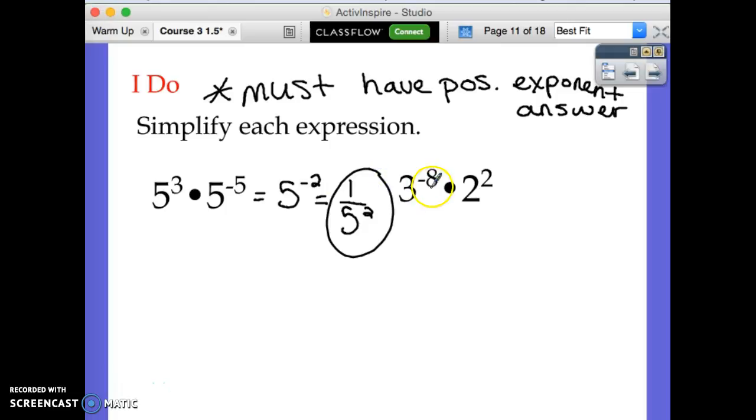Same thing here. These don't even have like bases, so I can rewrite this as 2 squared and then 3 over 8. By bringing this guy to the bottom, he became positive, and now my answer has positive exponents. Lots of things going on here. A couple rules going on here, and here we're having to pay attention to where our positives and negatives are.